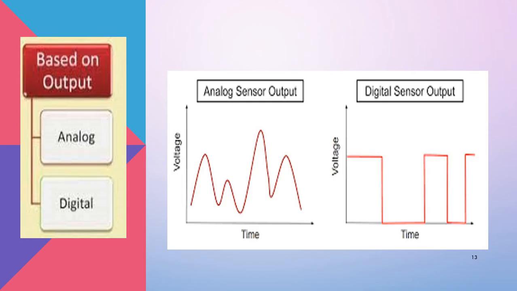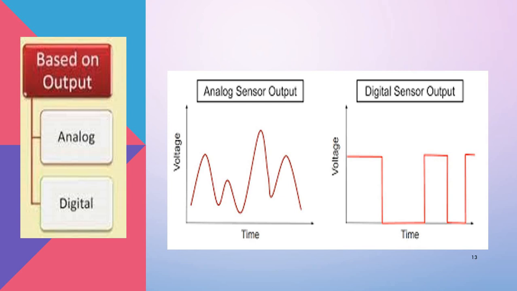So the next classification is analog and digital. So these are based on the output. Analog and digital sensors are mainly based on the output that we receive from the sensors.